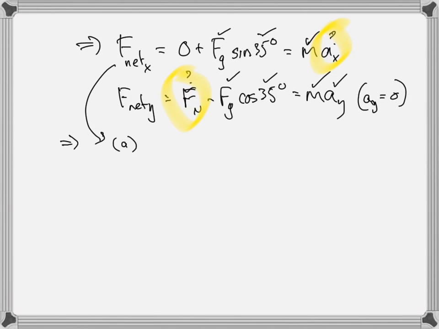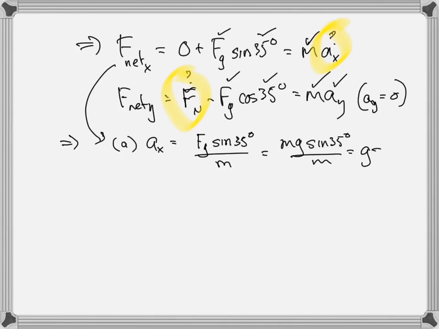a sub x is equal to Fg sine 35 degrees over m, or mg sine 35 degrees over m, or g sine 35 degrees. The acceleration down the plane is just a component of the acceleration due to gravity. It's g sine 35 degrees. Notice that's just the component of the acceleration due to gravity down the plane, right?